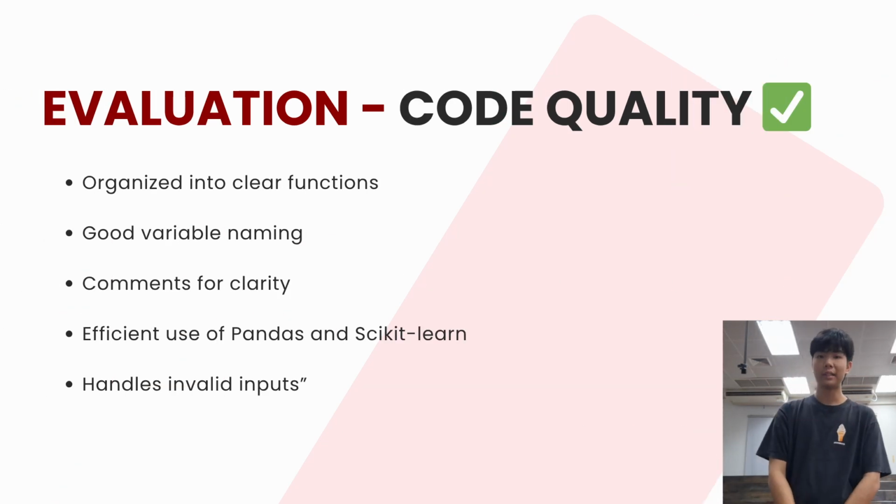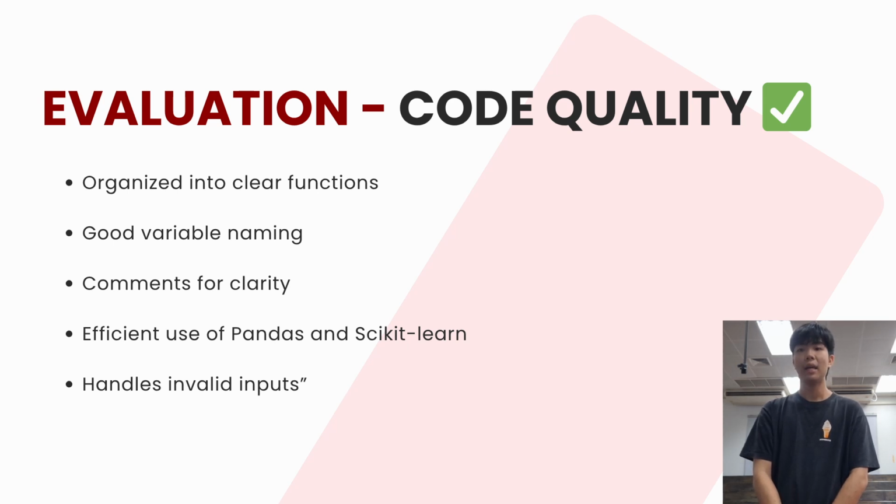In terms of code quality, the script is structured into clear functions such as loading data, computing similarities, and generating recommendations. The program uses descriptive variable names, proper error handling for missing movie titles, and is well organized. We also avoided redundant calculations and made use of efficient pandas and scikit-learn methods. Overall, the code is readable, maintainable, and follows good structure.